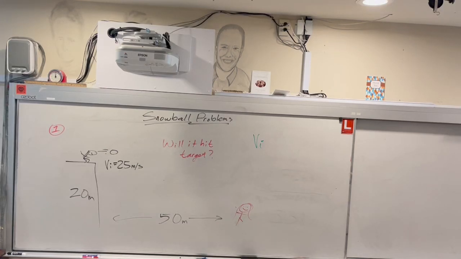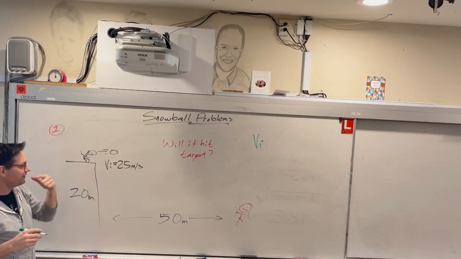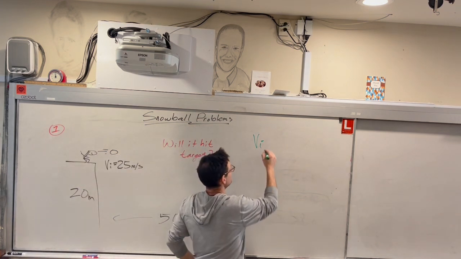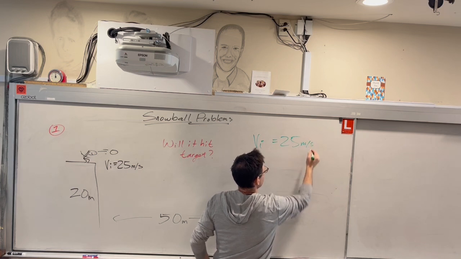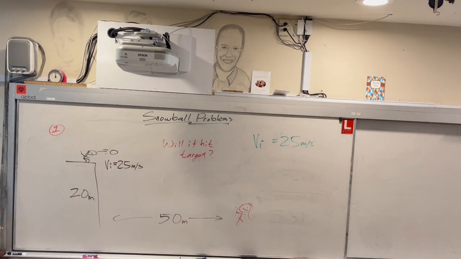Okay, we're gonna do this snowball problem. So we throw the ball at 25. And so what you want to say is VI equals 25, right? But there's another VI, isn't there? 0. Ah, Elena, good. Golf clap for Elena.